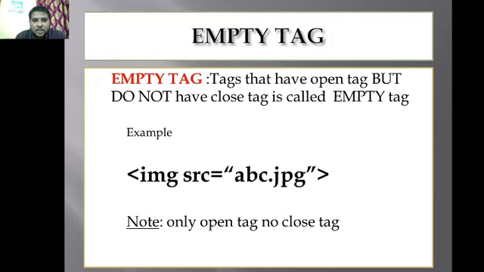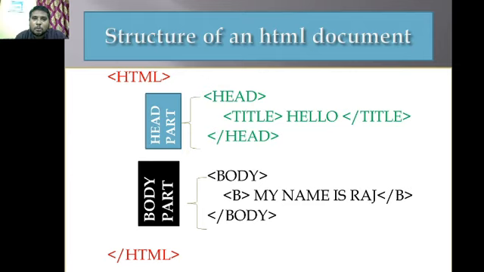Then this is the basic structure of an HTML document. An HTML document comprises two parts, the head section, in which we have the title, and the body part. Whatever we write in the body part is displayed in our web page. In the web browser, whatever you see is always written inside the body tag.